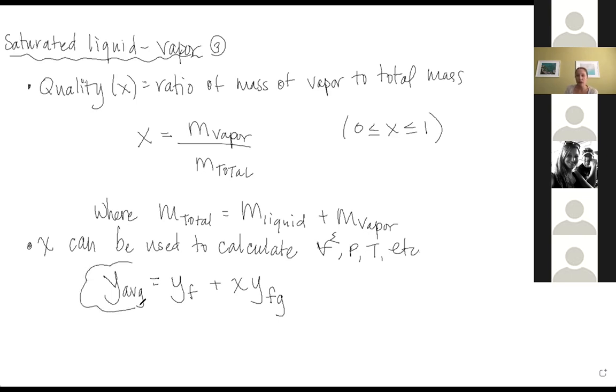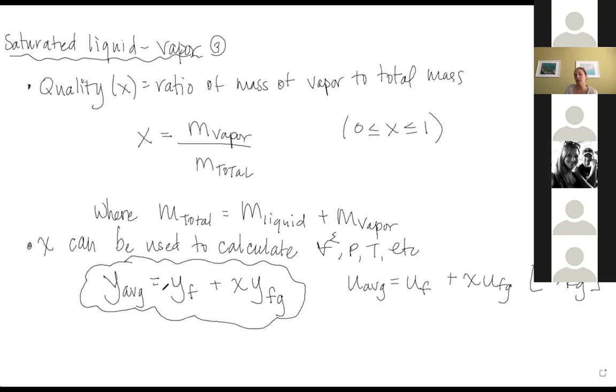So this equation we will use frequently. And remember that the quality X is representing the amount of vapor over the amount of total mass. So for instance, if we're looking at specific variables, if we have internal energy, then we have internal energy of a saturated liquid plus quality times internal energy of our saturated liquid vapor region. And this has units of kilojoules per kilogram.